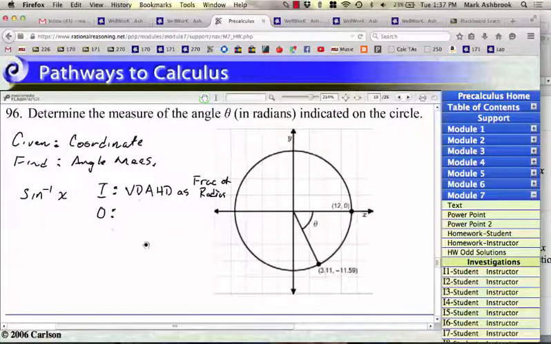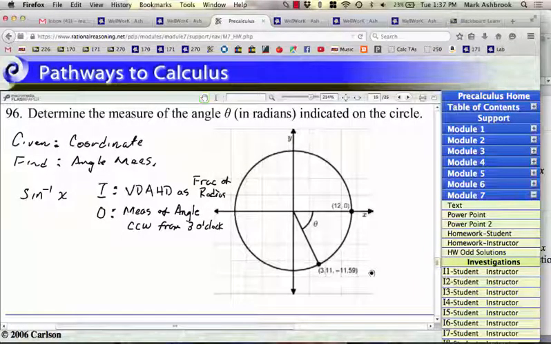Okay, output of sine inverse. Measure the angle. Counterclockwise, 3 o'clock. So does that input and output fit the problem we have here? Almost, okay. But in spirit, yes, right? We have, what is our vertical distance above the horizontal diameter? Negative 11.59.